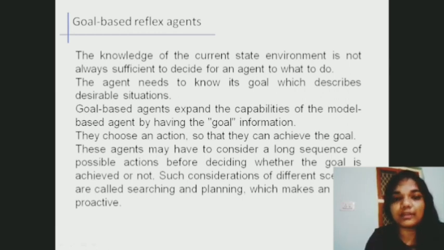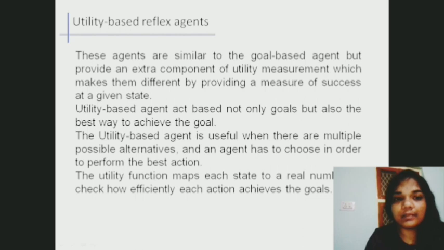So goal-based reflex agents are better than all the agents that we have discussed previously. Fine. But yes, there is one more agent that is better than this agent, that is utility-based reflex agent, and learning agent. So what happens in utility-based reflex agents? These agents are similar to the goal-based agent, but they provide an extra component of utility measurement, which makes them different by providing a measure of success at a given state.